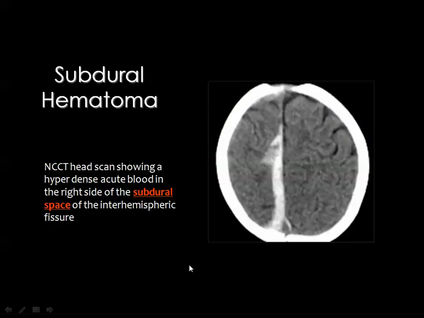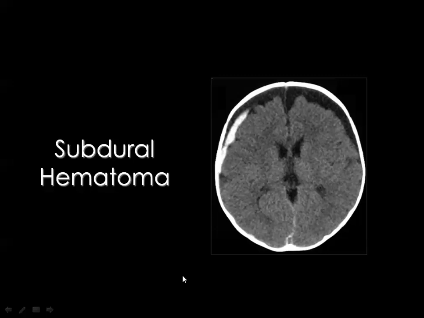And you should remember that blood extending within the falx and within the tentorium should be in the subdural space because there is no epidural space in the midline. And this is what we call subdural hygroma and hematoma. Hygroma means accumulation of CSF in the subdural space.